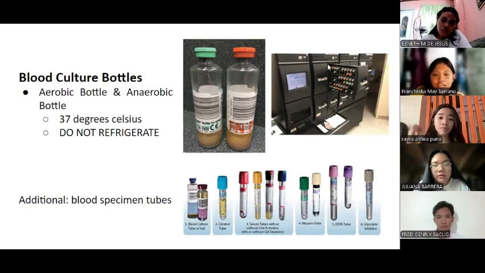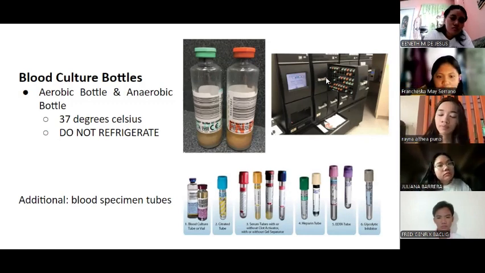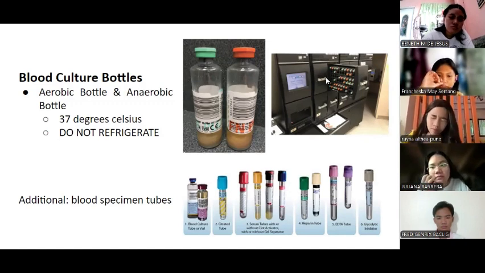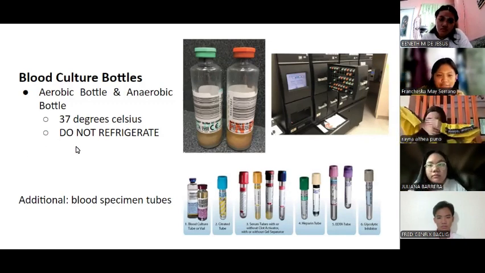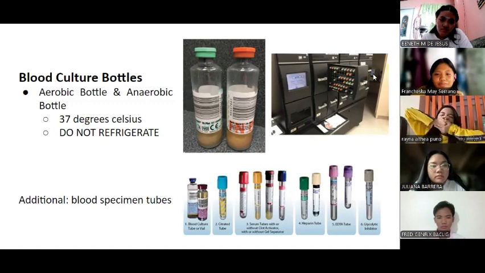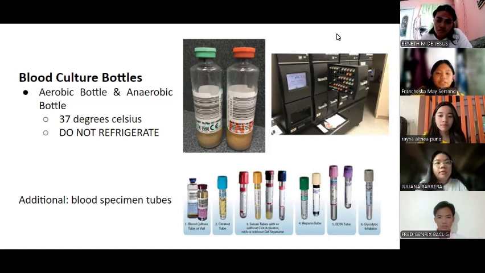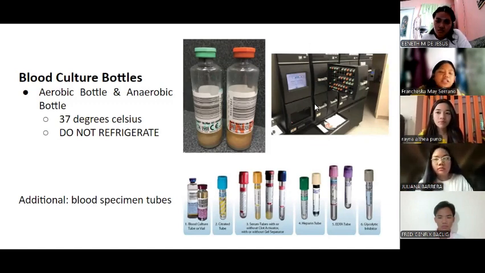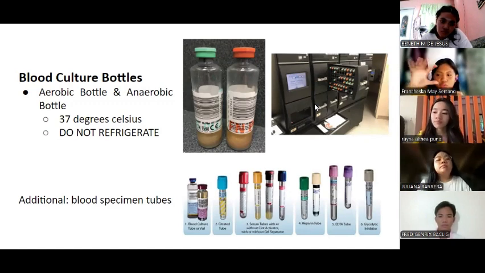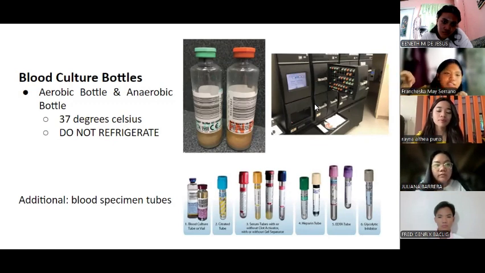On the upper right, there's a picture of it. It's like a temperature regulator, like a refrigerator, but it's not a refrigerator, because it must not be refrigerated. It's a machine to regulate the temperature of the blood culture at just 37 degrees Celsius. Additionally, blood specimen is also placed in small tubes, and you see these if you have a blood draw for laboratory tests.